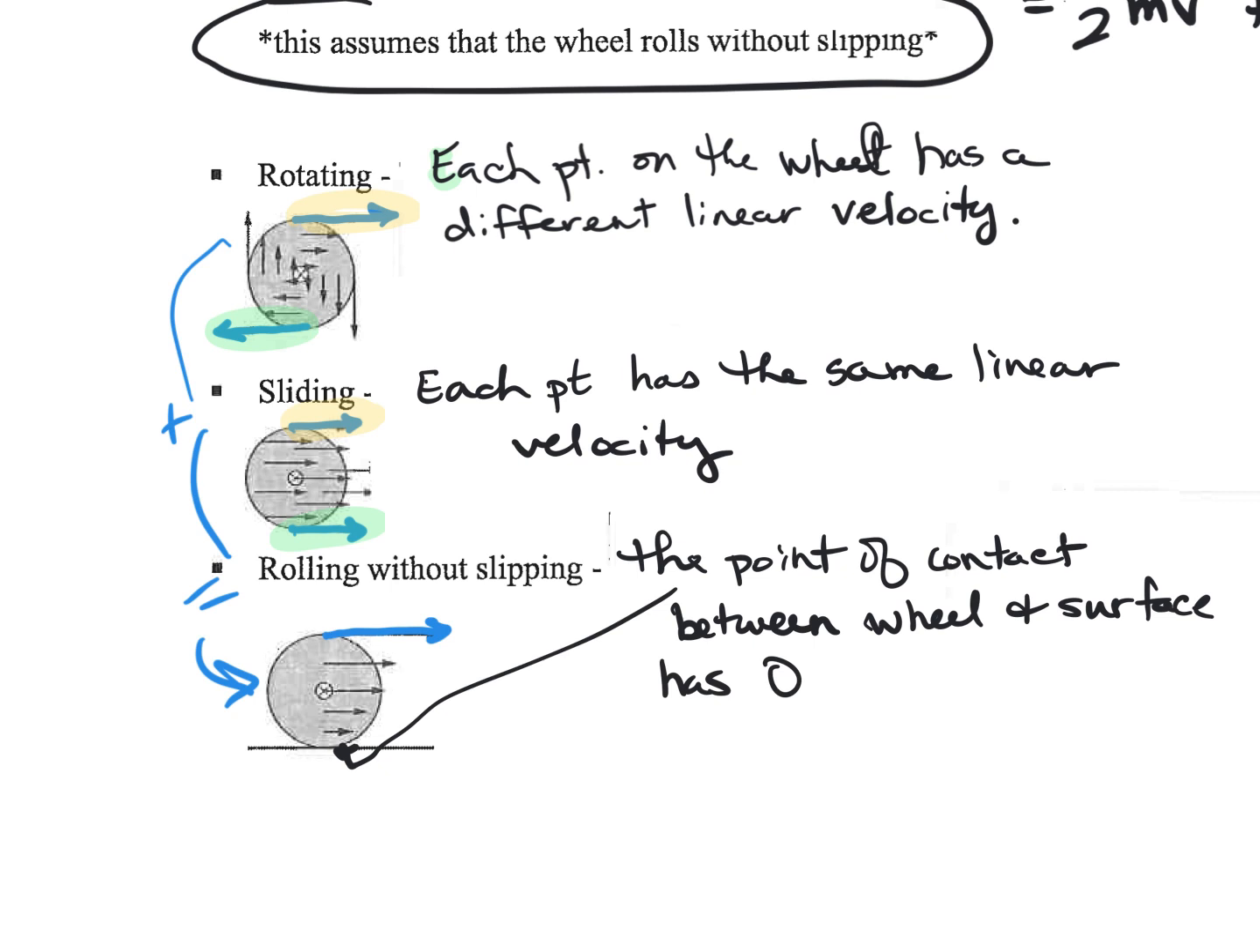Has zero velocity. And that would be linear velocity. It has rotational velocity, doesn't it? Has zero linear velocity, causing it to tip. Okay?